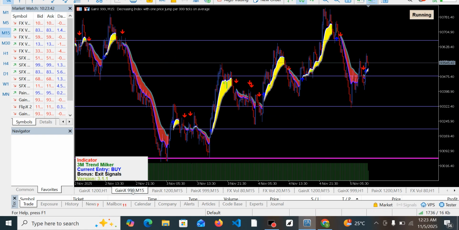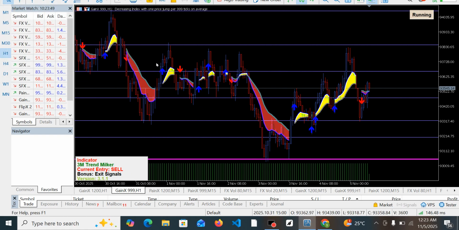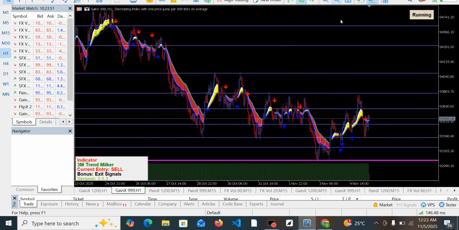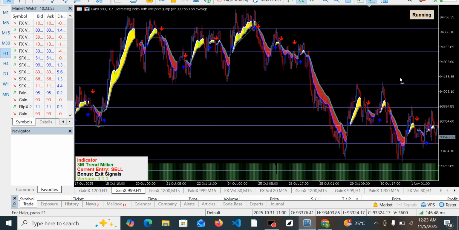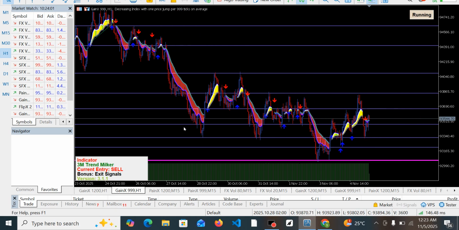Okay, so now let's check out GainX 999 also on 1 hour time frame. This is it on 1 hour time frame, and as you can see, it gives us a sell signal at this spot. Put your stop loss, set your sell signal, and allow it to roll. It sold till it got to this region before trying to go back up, but it didn't go too far and broke again. Do you get that?